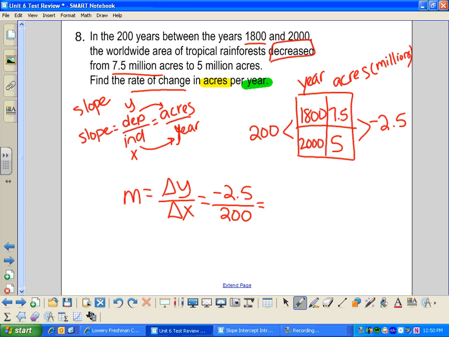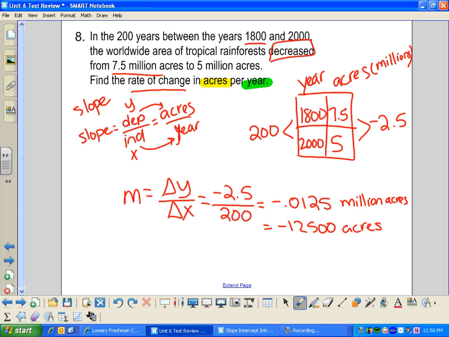And I got my trusty calculator. Negative 2.5 divided by 200 is negative 0.0125. Now I know that's millions, so I'm going to multiply that by a million. And I'm going to get negative 12,500 acres.